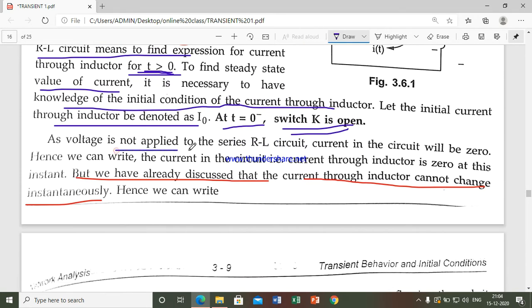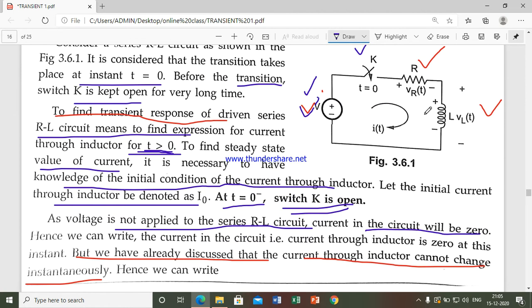As voltage is not applied to the RL circuit, the current in the circuit will be 0. Hence we can write, obviously before the switch is on you have not applied any voltage source, so there is no voltage applied to this circuit, and hence there is no flow of current at all. But you already said you have the current I naught before the switch closed. So what is the value of I naught? It will be 0.